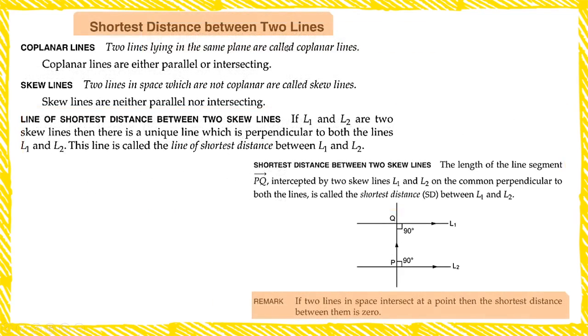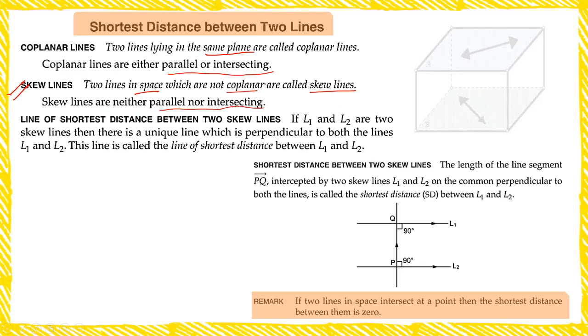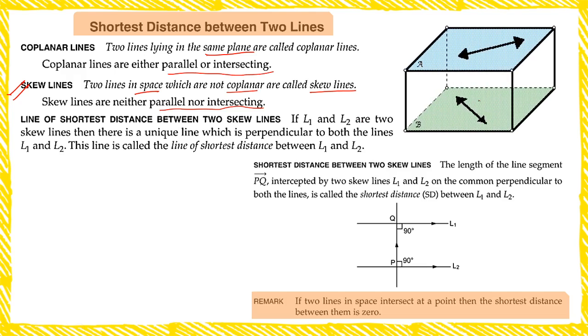Then let's talk about shortest distance between two lines. Coplanar lines means two lines lying in the same plane. Coplanar lines are either parallel or intersecting. Now skew lines, very important. Two lines in space which are not coplanar are called skew lines, and skew lines are neither parallel nor intersecting, like this. If we have a line in this plane and another line in this plane, definitely they are neither parallel nor intersecting.